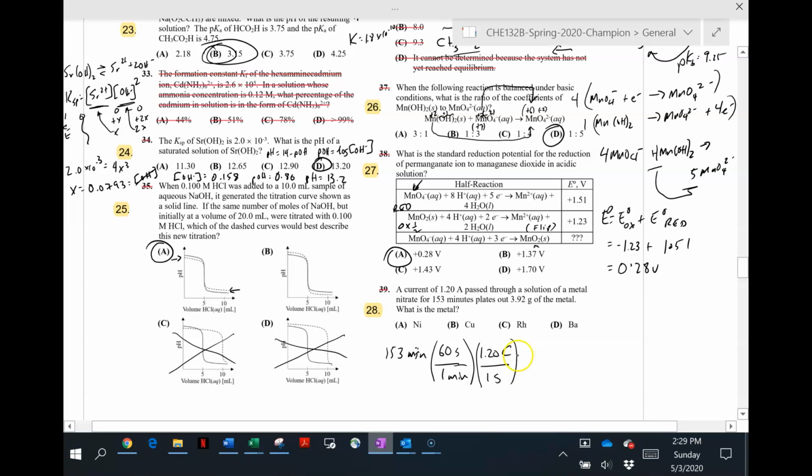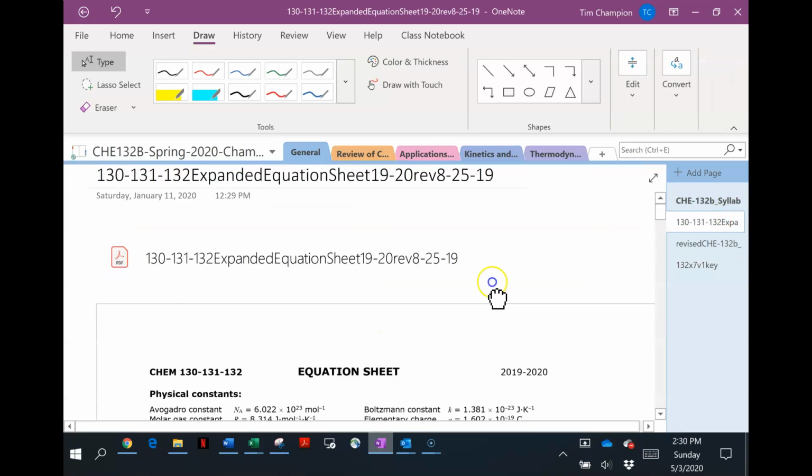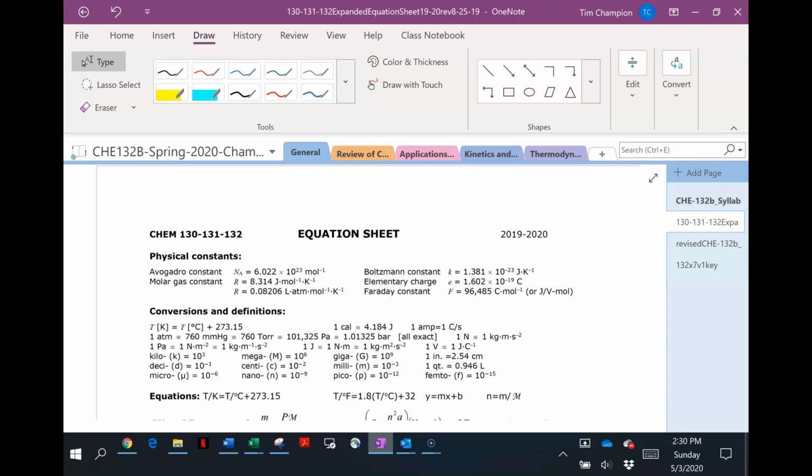And then we're going to use the Faraday constant and say that 1 mole of electrons is, what is it, 96,500, somewhere around that. Faraday constant, 96,485, okay.